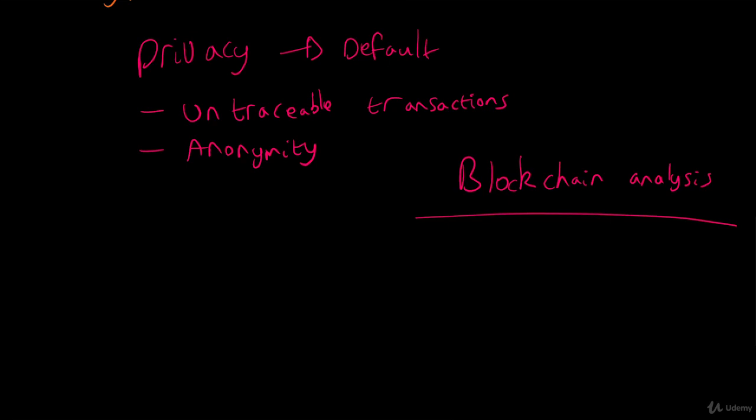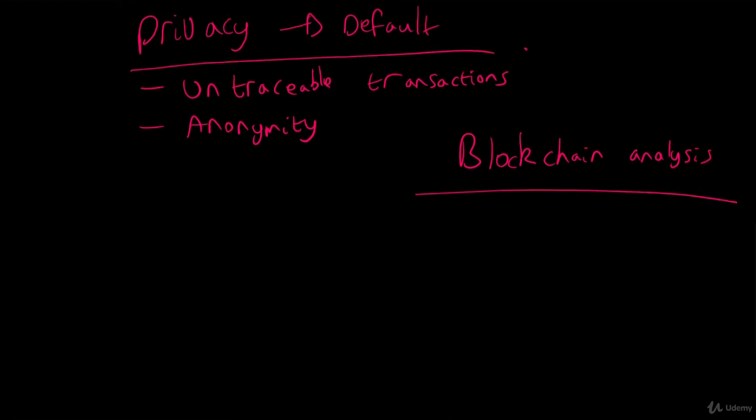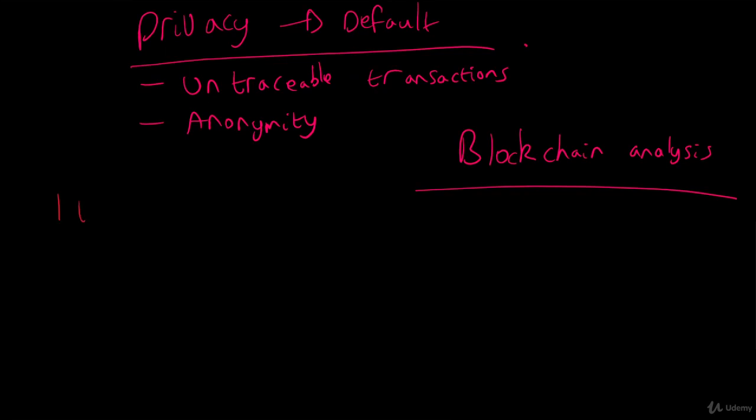So yeah, it has privacy by default, untraceable transactions, and anonymity. But this isn't without its problems as well, because it can be fudged. As a result, because it can be fudged, it can be made to look like certain coins have gone to a certain individual even though they haven't, because there isn't a proper audit trail.